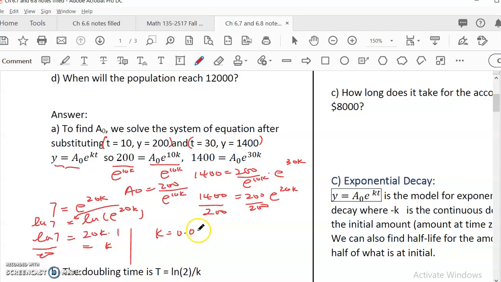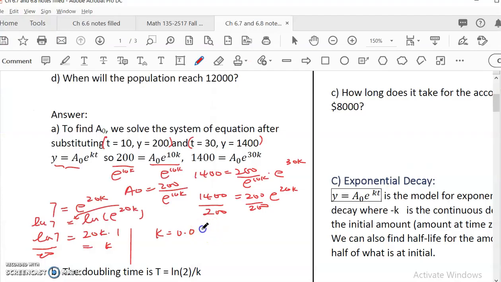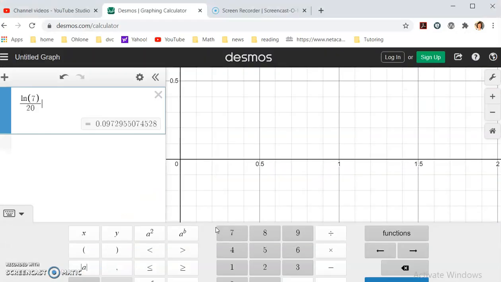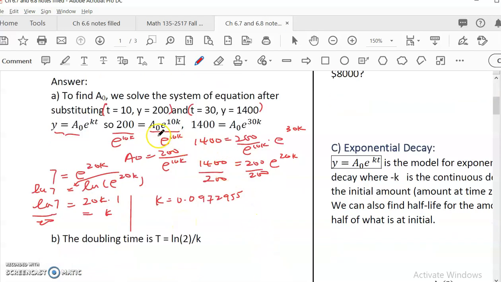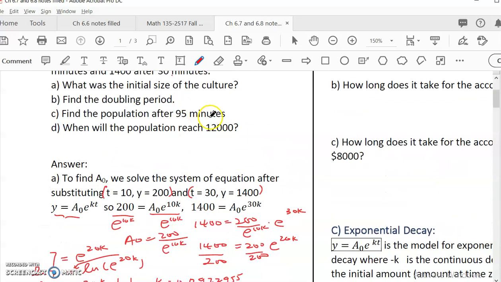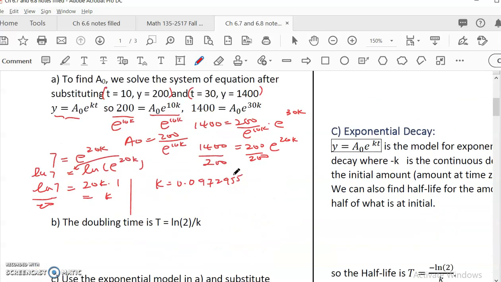0.0972955. So this is the growth rate. It's growing 9.7 percent per minute. This is per minute.